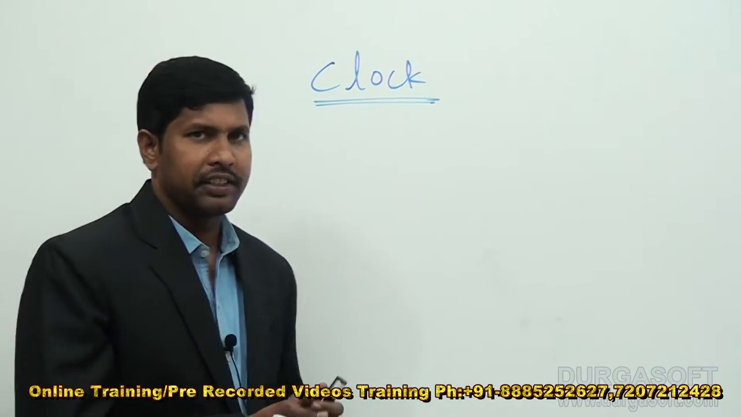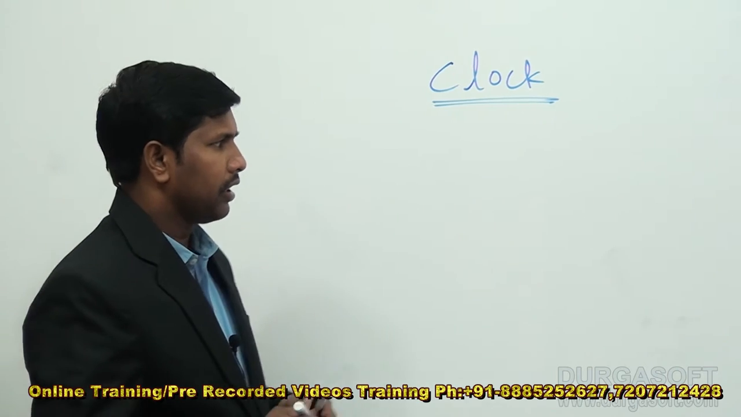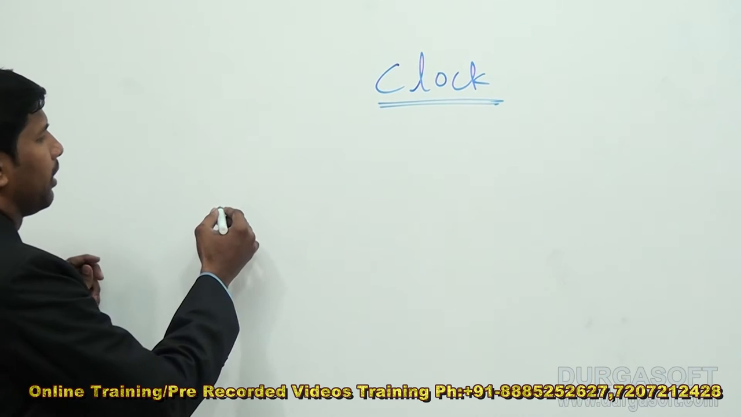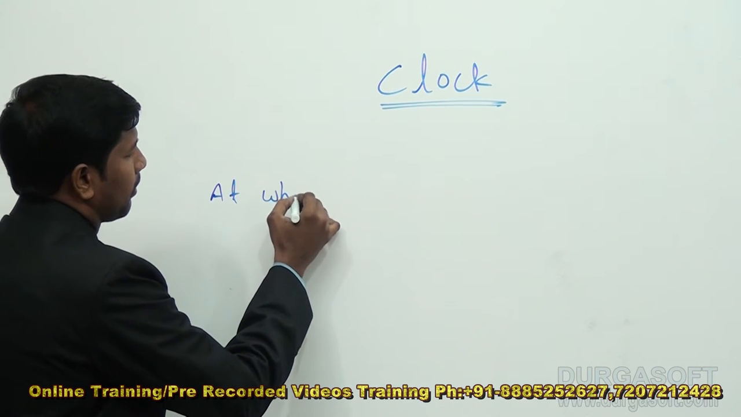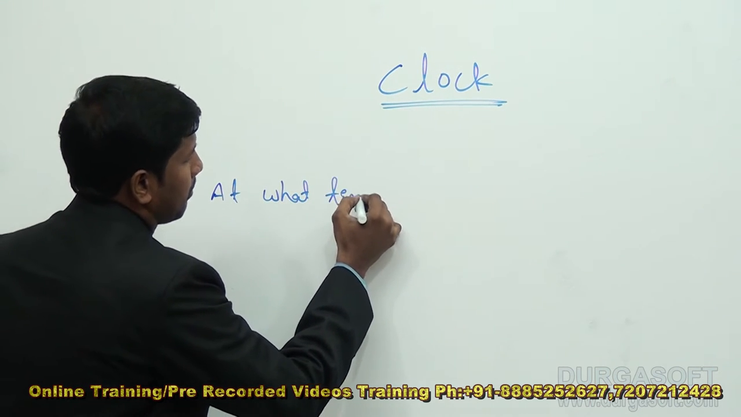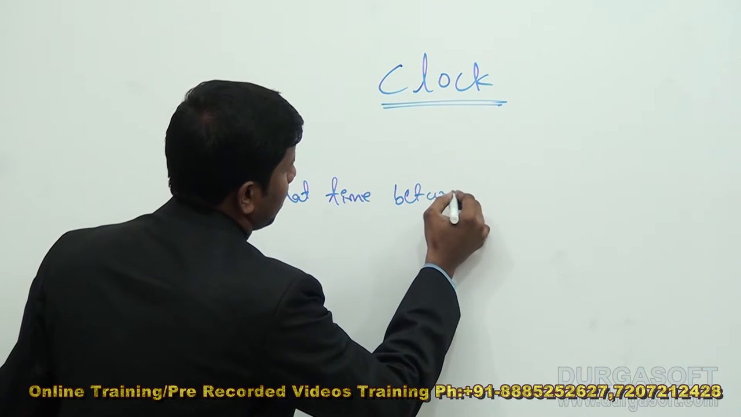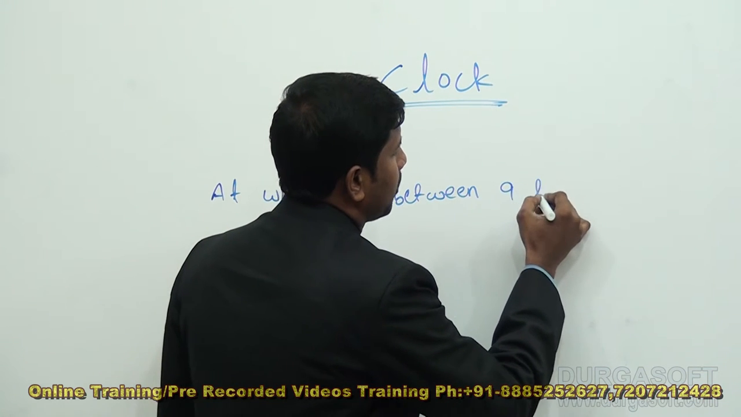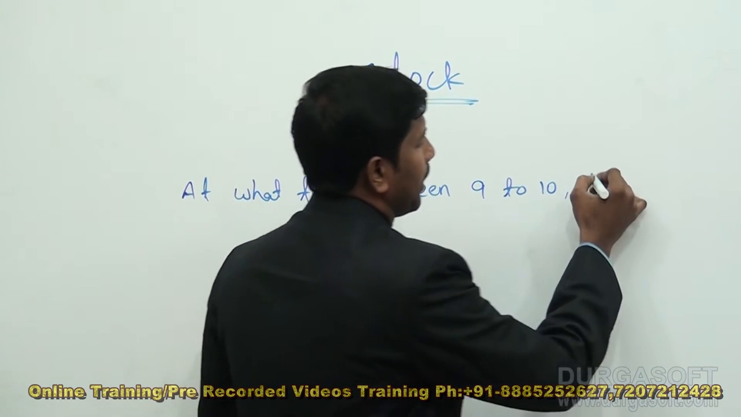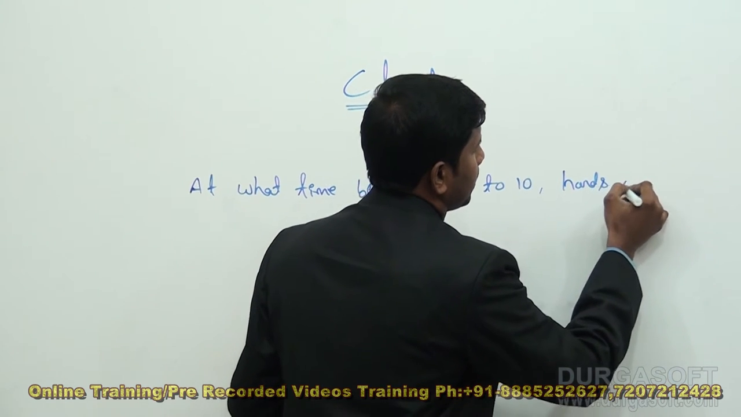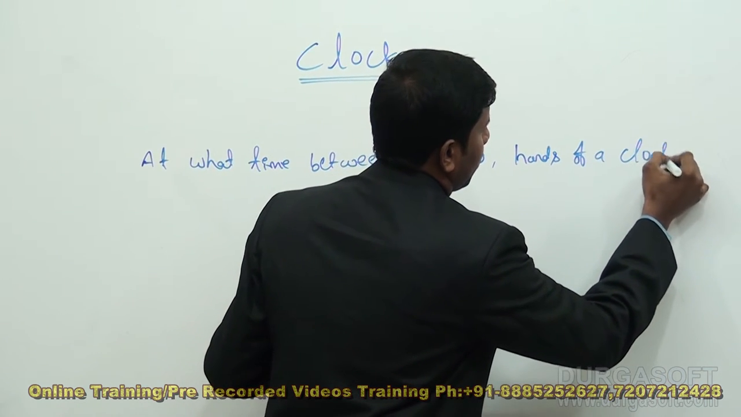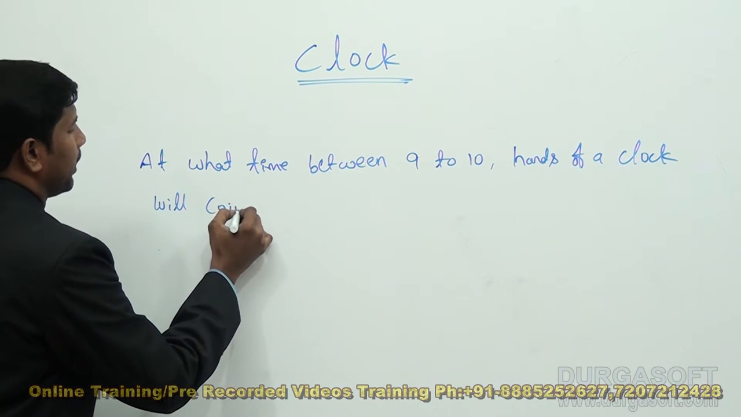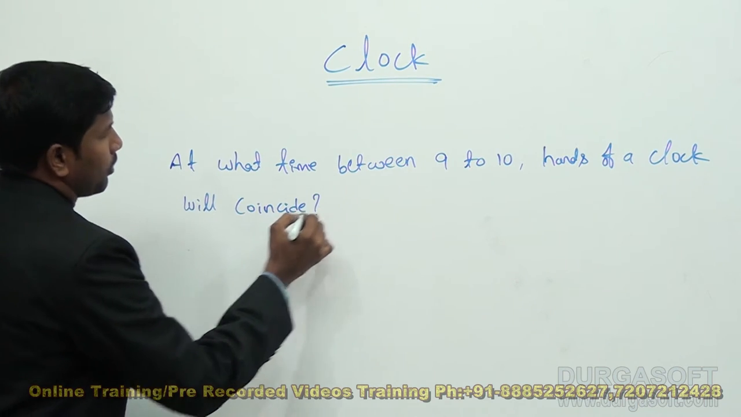Let us take the next example. Suppose instead of saying a particular angle or a right angle, sometimes the question will be: at what time between 9 to 10 the hands of a clock will coincide. So this is the question.